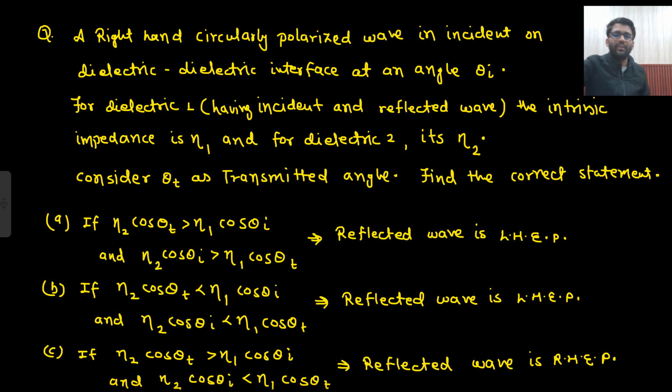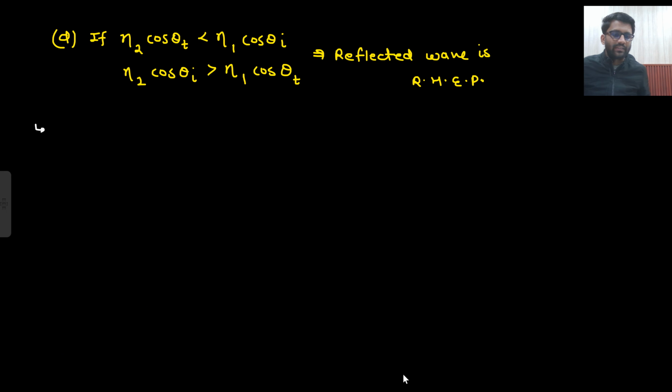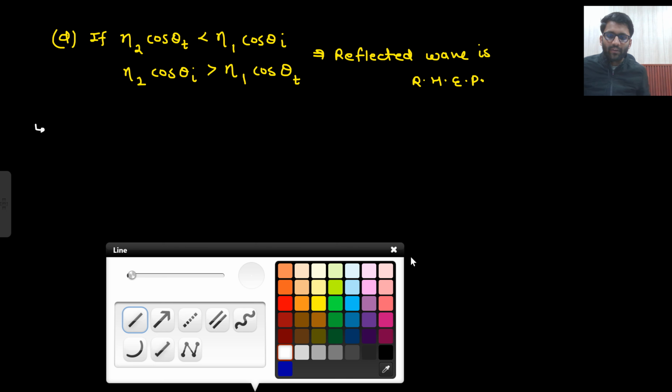First one, what they are saying: a right hand circularly polarized wave is incident on a dielectric interface at an angle theta I. For dielectric 1, having the incident and reflected wave, the intrinsic impedance is neta 1, and for dielectric 2, the intrinsic impedance is neta 2. Consider theta t as the transmitted angle. Find the correct statement. So can I make a right hand circularly polarized wave which is incident at an angle theta I? That means it is the case of oblique incidence. So can I make any wave like that?